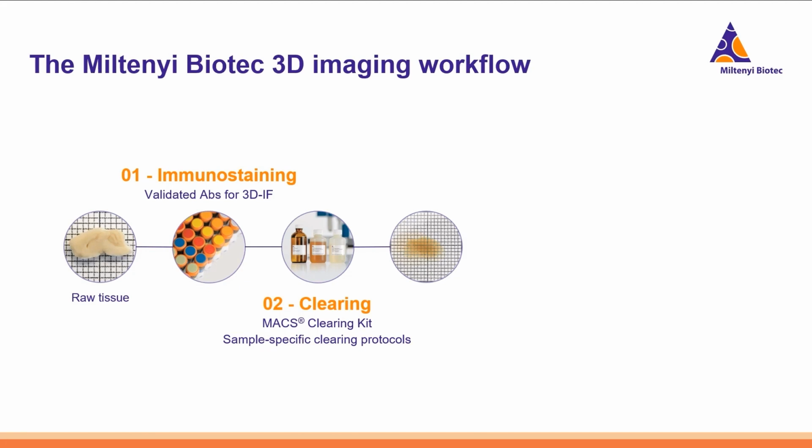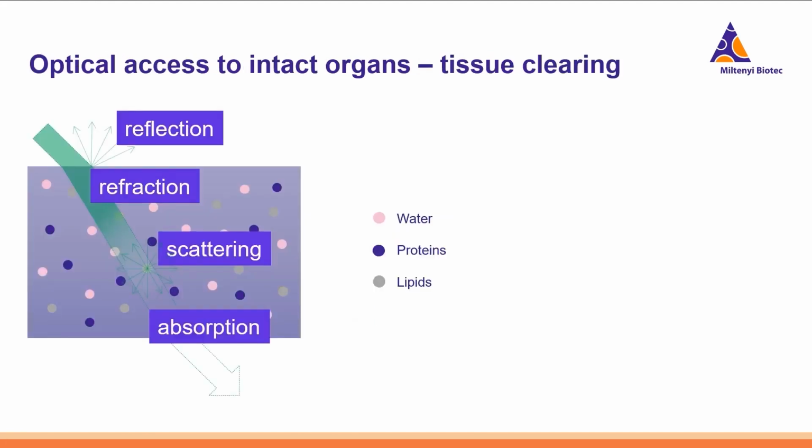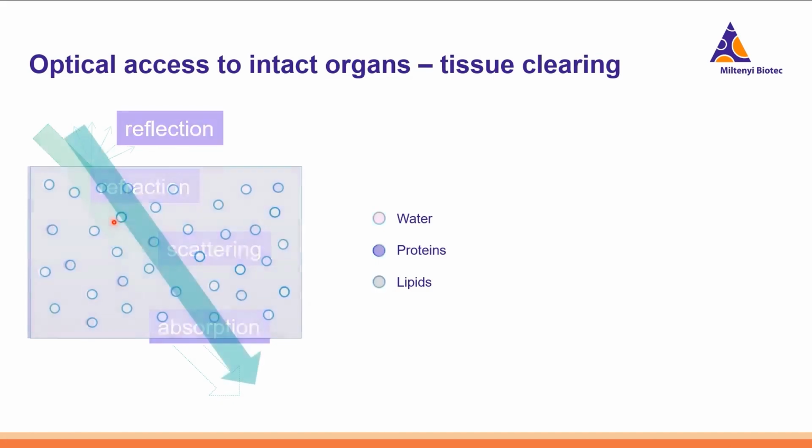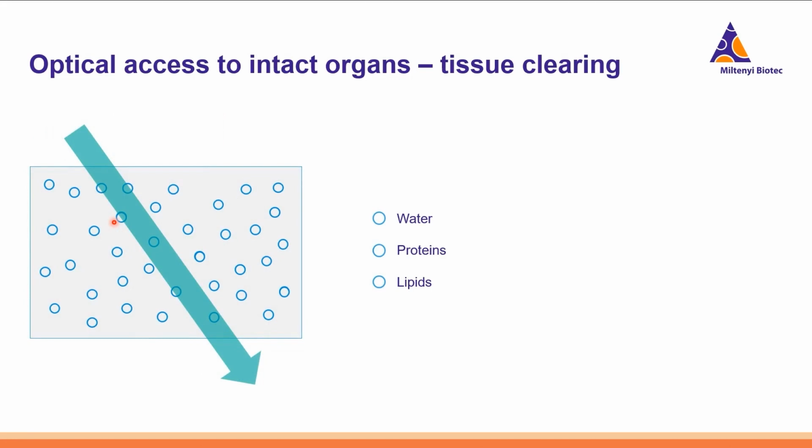Let me also explain what tissue clearing is. The tissue is opaque. Why is this opaque? The light cannot pass through because it has been reflected, refracted, scattered, or absorbed by different molecules inside the tissue. What we do during tissue clearing is that we are removing some of these molecules, and also we are matching the outside environment's refractive index with the inside. And that's why the light is passing through without being refracted at all.